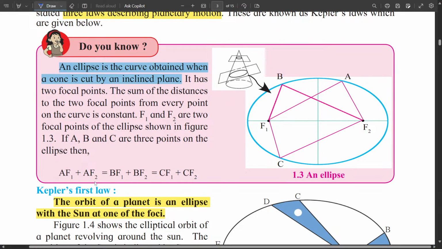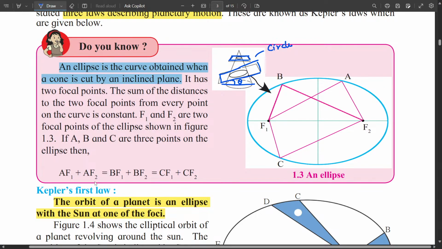If the cone is cut by a plane which is horizontal to its base, you will get a circle. But as you can see here, if the cone is cut by an inclined plane, that means by a plane which is making an angle with the base, then you will get such a diagram, and that will be called an ellipse.